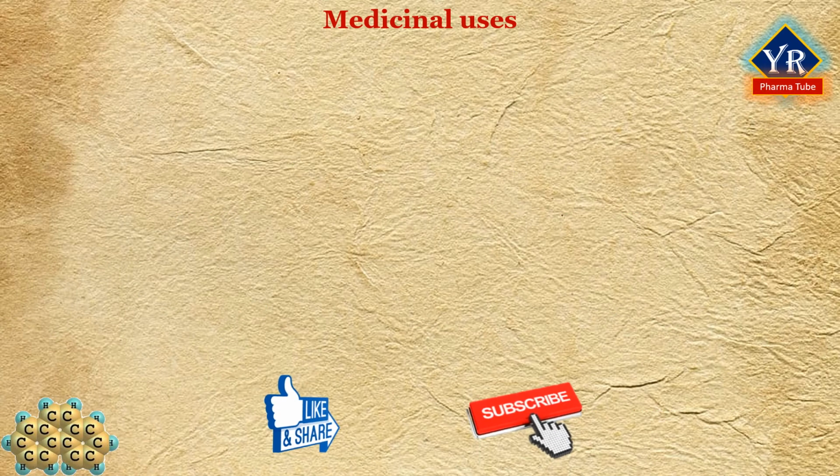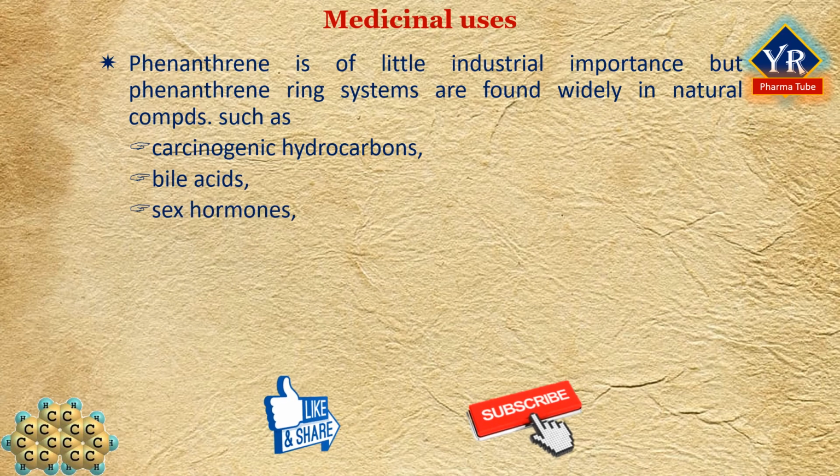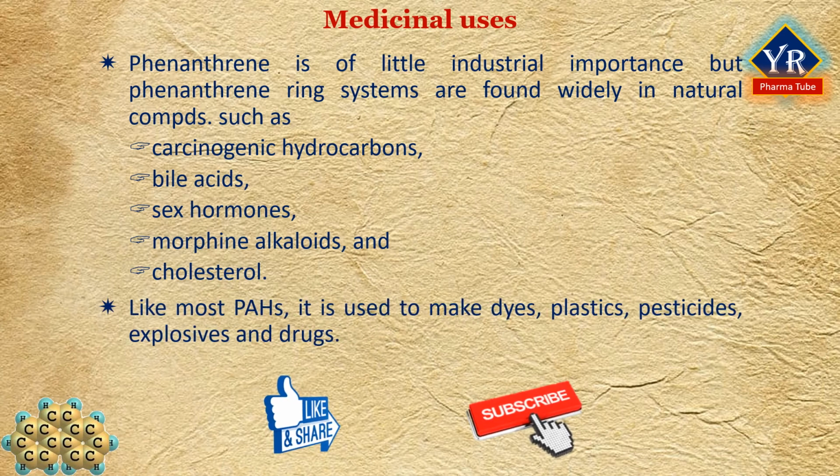Medicinal uses of phenanthrene. Phenanthrene is of little industrial importance, but phenanthrene ring systems are found widely distributed in natural compounds such as carcinogenic hydrocarbons that are cancer-producing agents, bile acids, sex hormones, morphine alkaloids, and cholesterol. Like most polyaromatic hydrocarbons, it is used to make dyes, plastics, pesticides, explosives, and drugs.